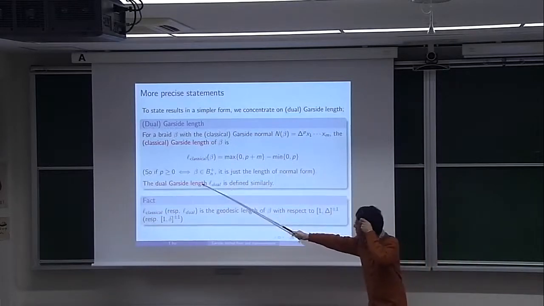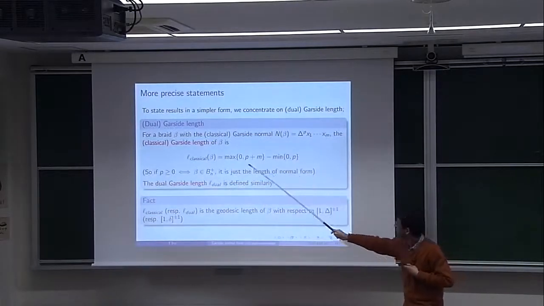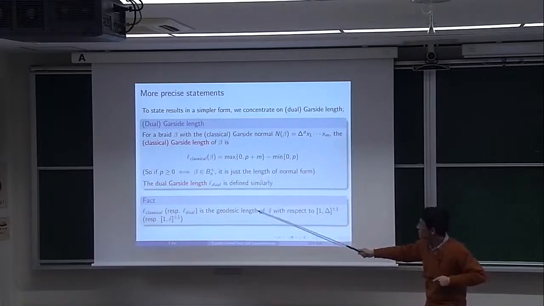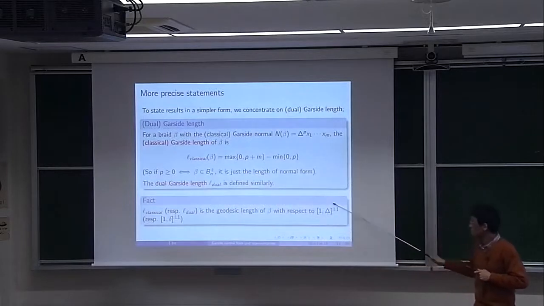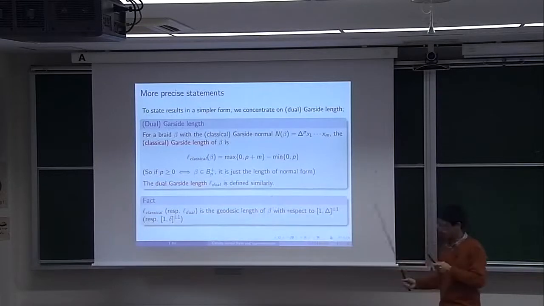The dual Garside length is defined similarly. This definition is designed so that this length is a geodesic length with respect to the generating set of braid groups.